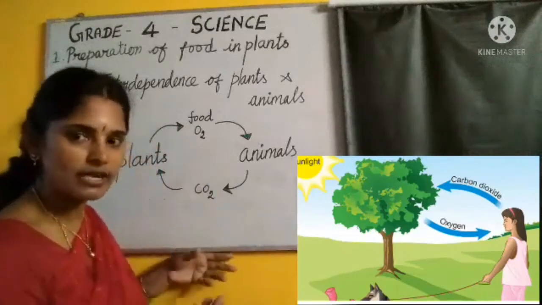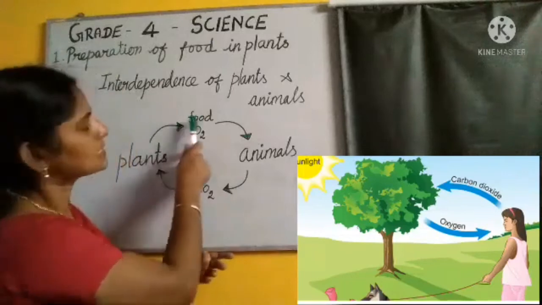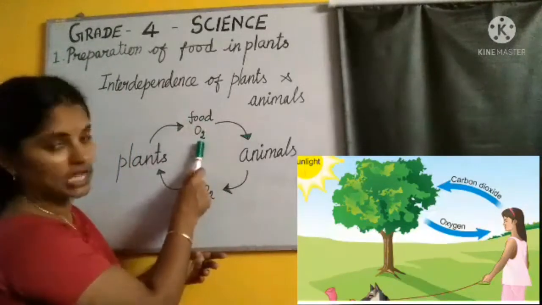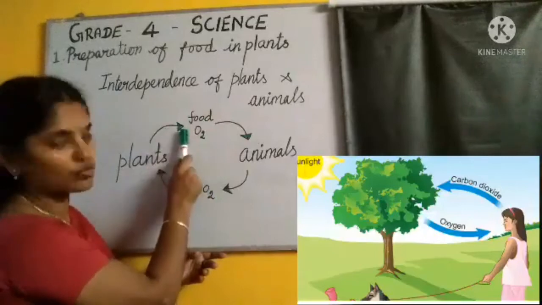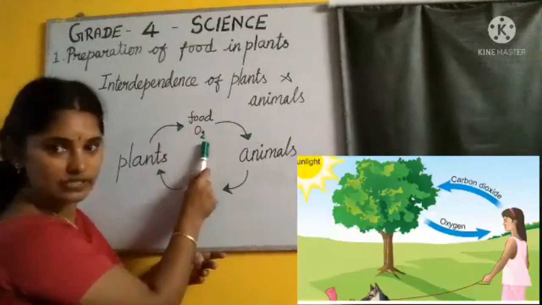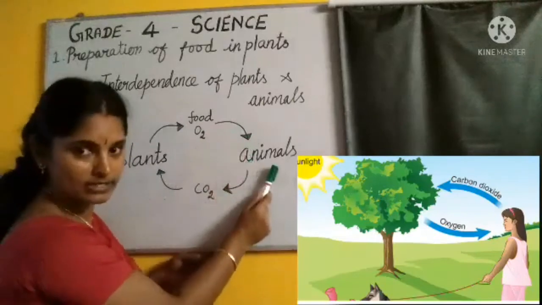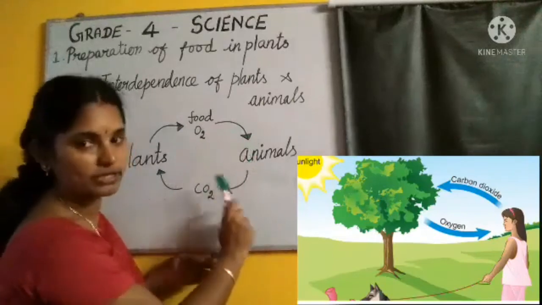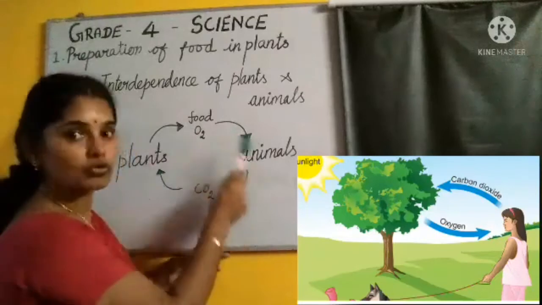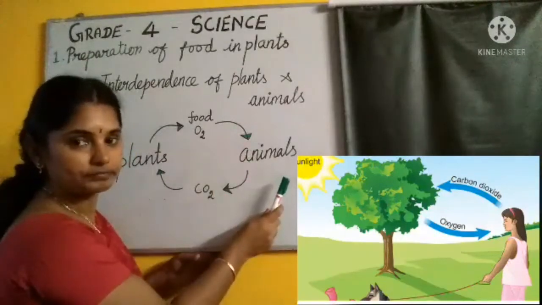Isn't it? Are you clear? So plants give food and oxygen. Plants give out food and release oxygen, and that is taken by animals. Animals include human beings and animals. Okay, so we are taking that.